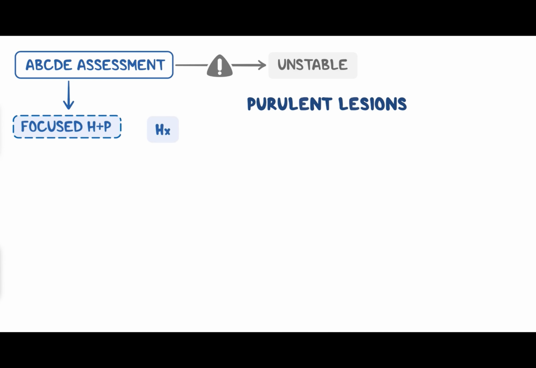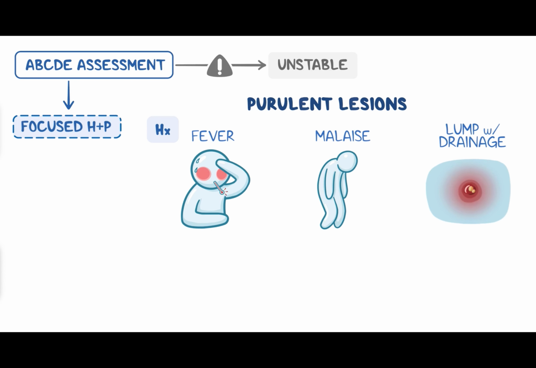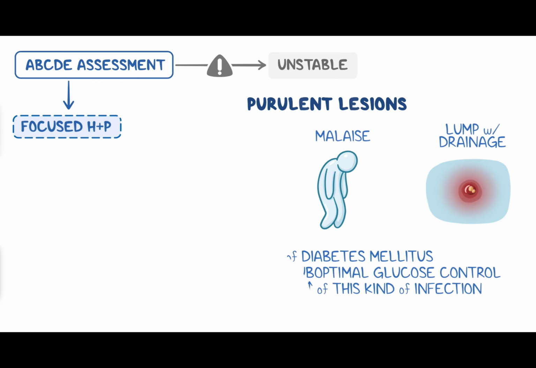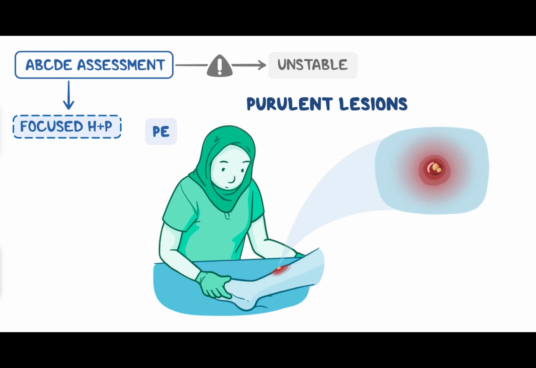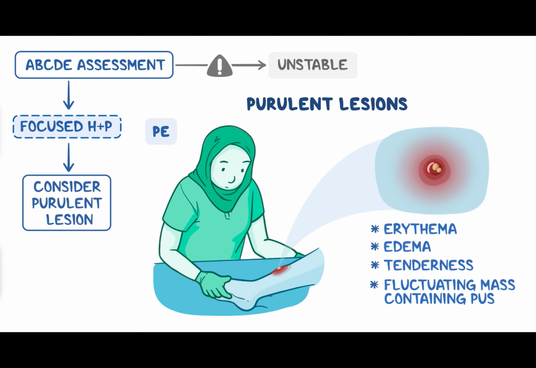On history, your patient will typically report fever, malaise, and a lump with drainage, and they may have a history of diabetes mellitus. Keep in mind that patients with a history of diabetes with suboptimal glucose control are at high risk for developing this kind of infection. Expect your exam to reveal erythema, edema, and tenderness around a fluctuating mass containing pus. With these findings, consider a purulent lesion.